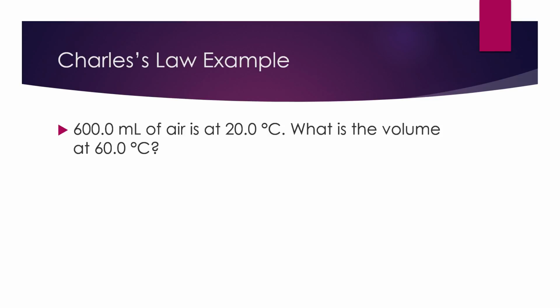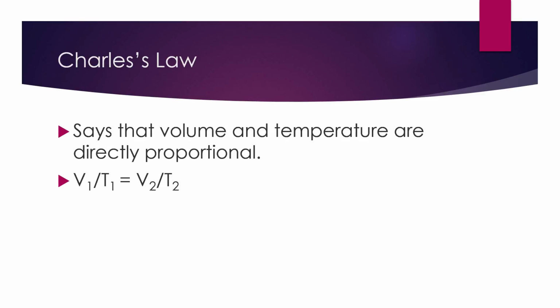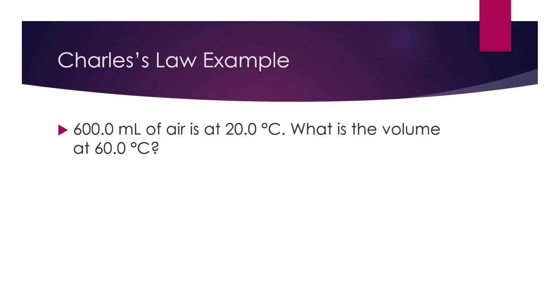I'm going to work on this on my calculator as well. You can see, write down that formula, V1 over T1. So that's V1 divided by T1 equals V2 divided by T2. So we do V1, which is 600, divided by T1, 273 plus 20 is 293. So 600 divided by 293, what do we get? And we get about 2.05. And that's going to equal whatever the volume is.